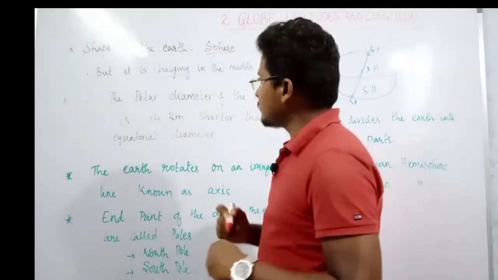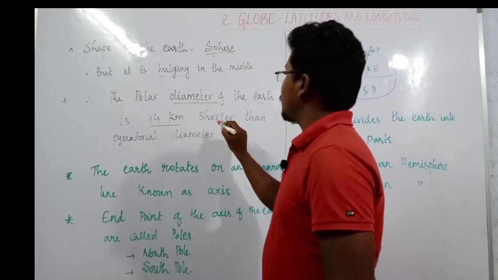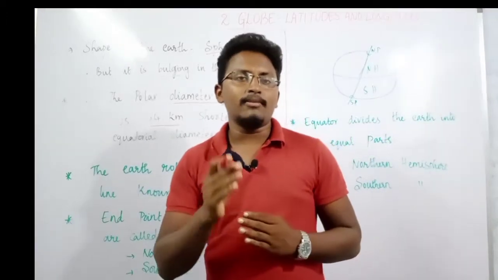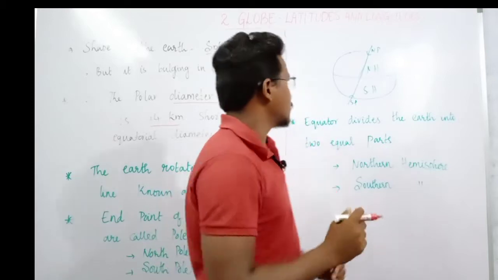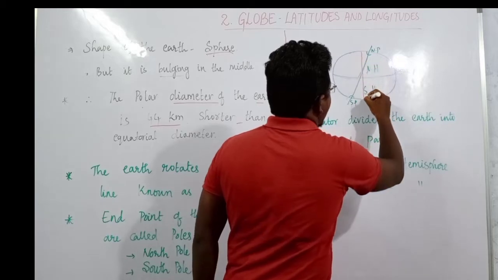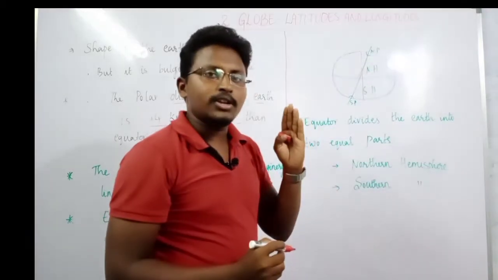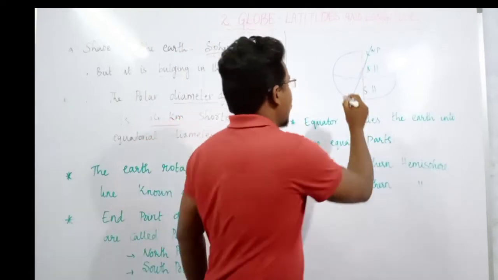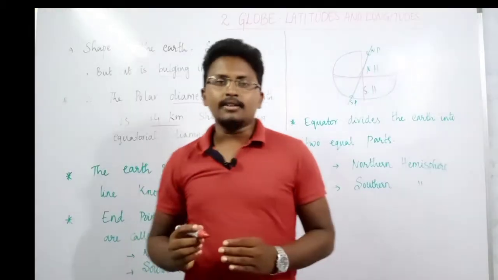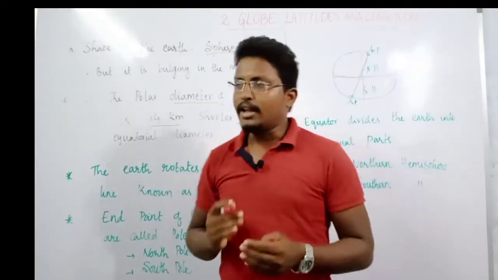That is the reason why the polar diameter of the earth is 44 kilometers shorter than the equatorial diameter. What is this equatorial diameter and polar diameter? Just imagine the shape of the earth: if you measure the diameter of the earth from this end to this end, it will be somewhat 44 kilometers shorter than the diameter from here to here. So that is why there is a difference of 44 kilometers in the diameter.